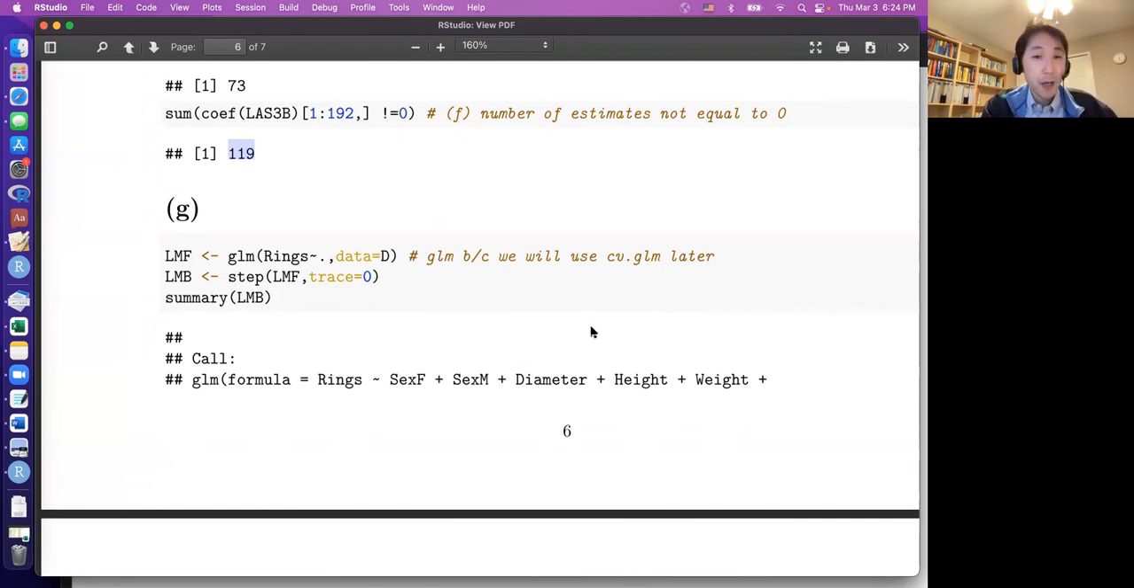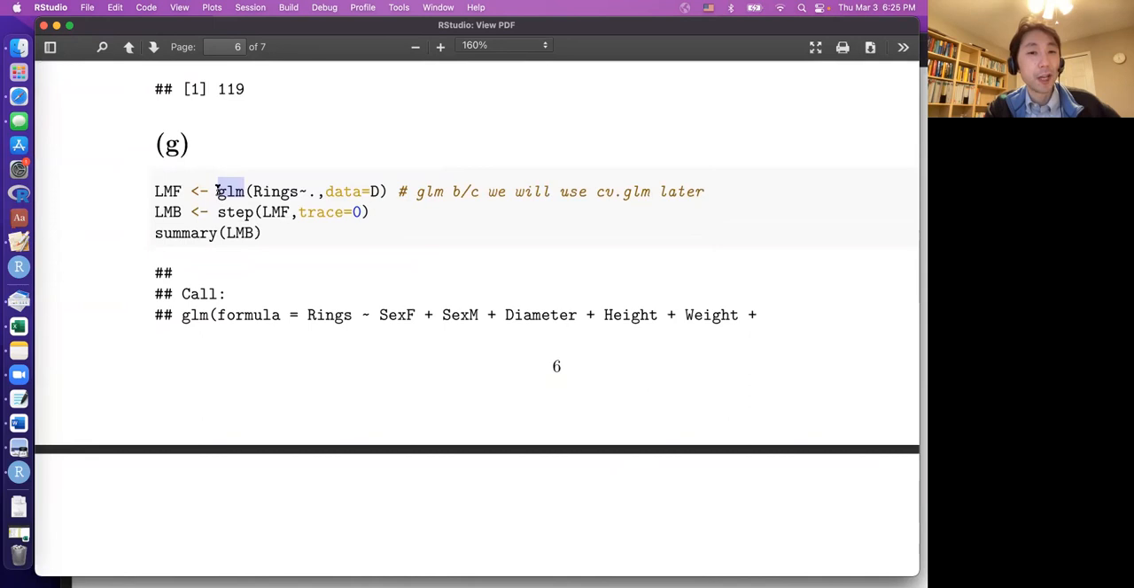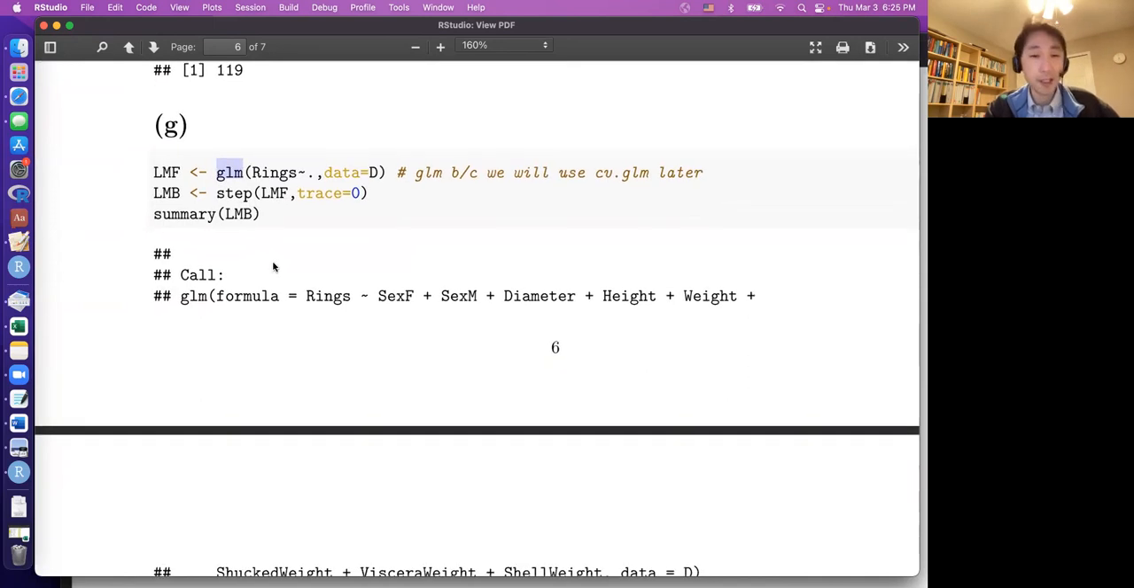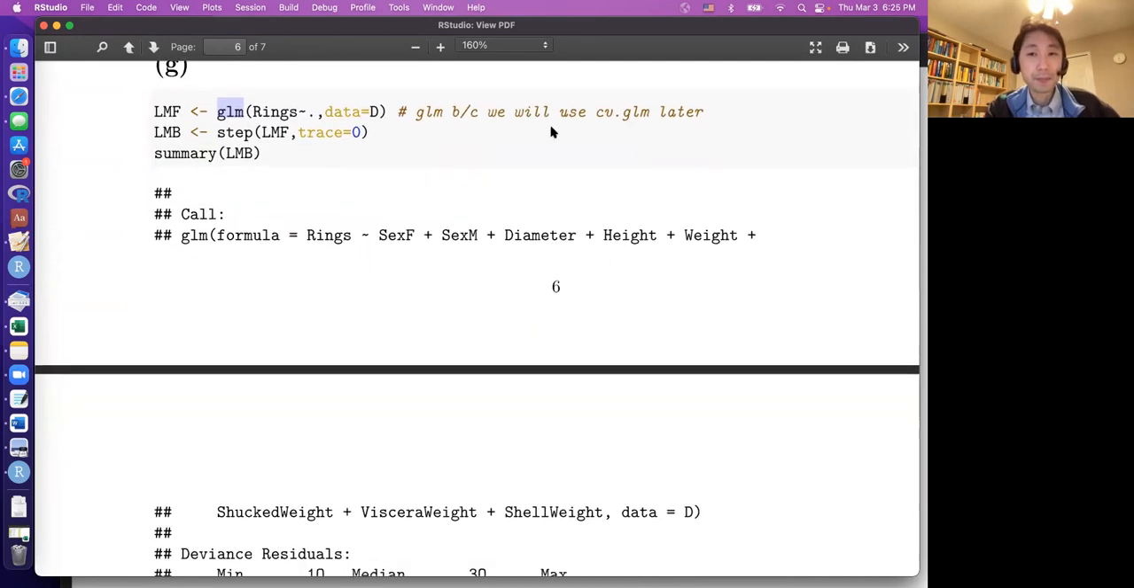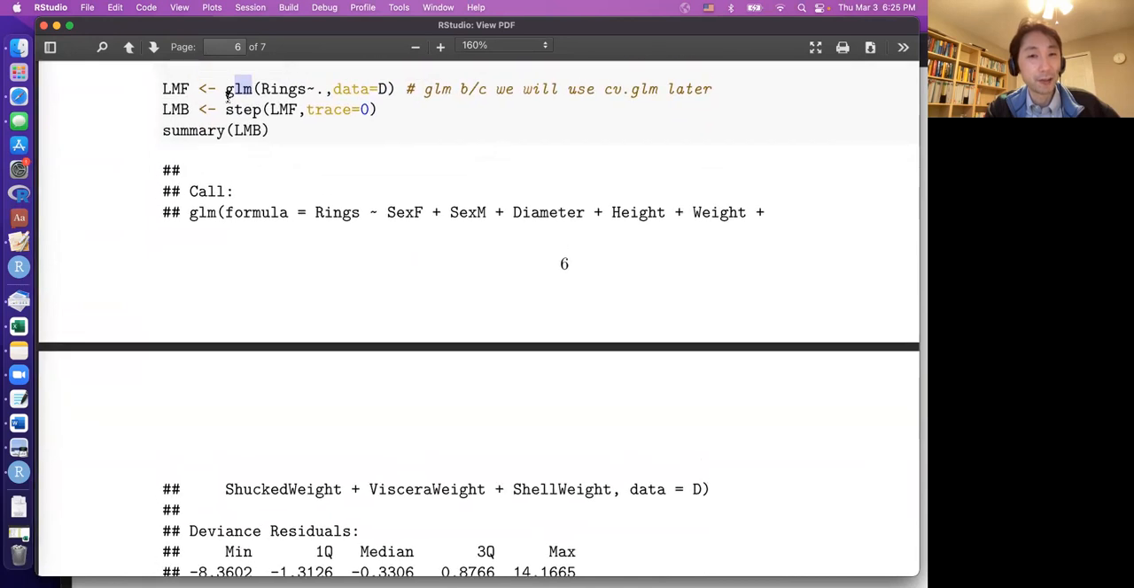Okay, so we do generalized linear model rings. This has to be GLM because, not really, LM we can also use. If we want to use the cv.glm function, we have to use GLM. I use cv.glm later, so that's why I put this as GLM. The result is the same even if you use LM, but the cv.glm function returns an error if you use an LM function.